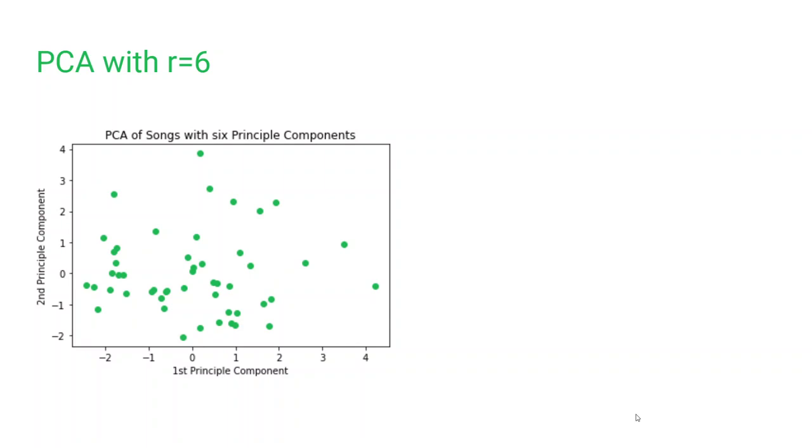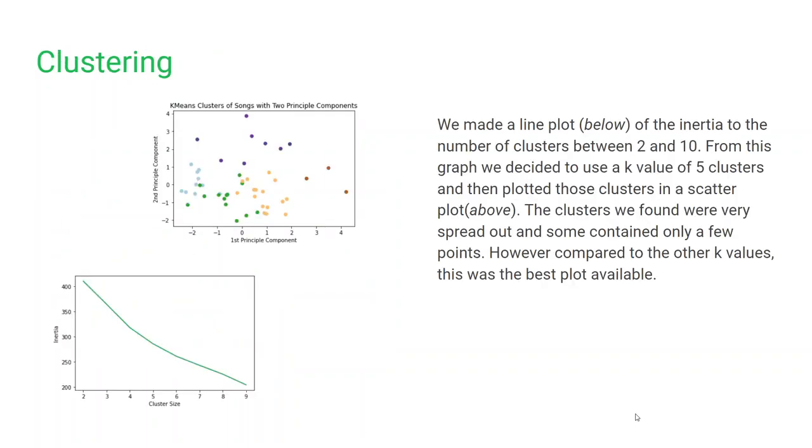This isn't too much because it doesn't show too much of our clustering, but we will come to that in the next slide. So with clustering, we made a line plot, which is the photo below, of the inertia to the number of clusters between 2 and 10. From this plot, we decided to use the K value of 5 clusters, as stated in the blue, purple, green, yellow, and red.